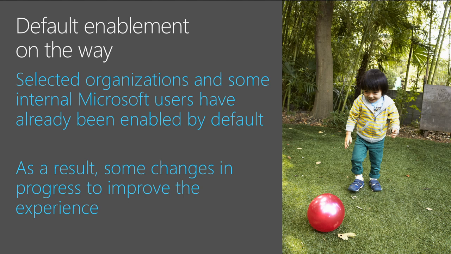So we've started piloting default enablement, where some Microsoft users, some selected organizations in first release, have already been enabled by default. And we've looked at those users, and the vast majority of them, as with the other users, are happy with the feature, are getting time savings from the feature, and are not turning it off. So we look at that pilot population and we say, well, we've got this great time savings experience. We need to make sure that we try and enable it for everyone. However, if we try and enable it for everyone, there are some changes that we need to make in order to make it work for the entire population.